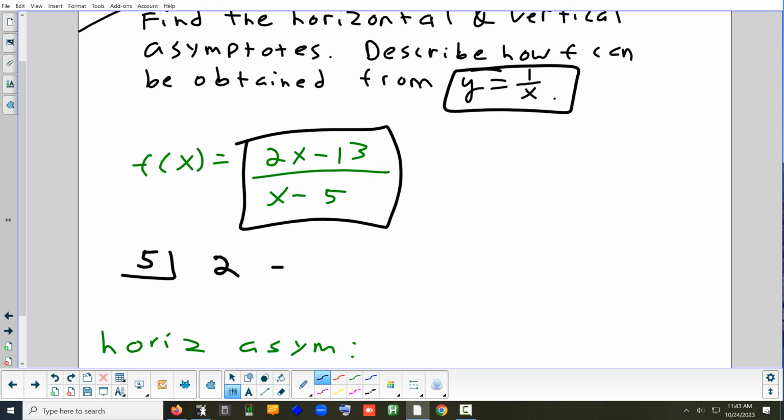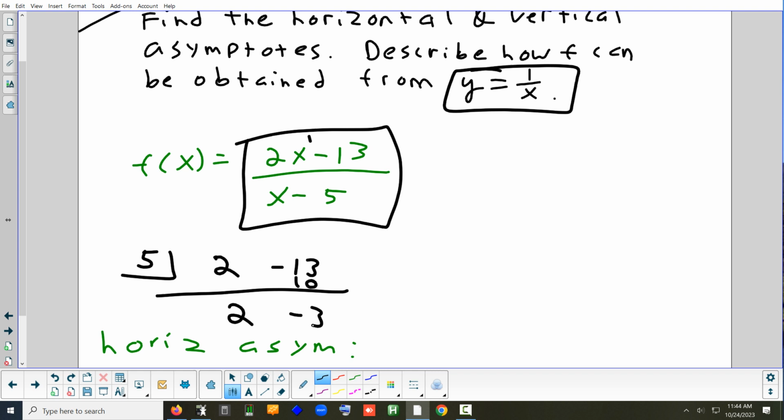-13 and -13. Here's your first degree term and your constant. There's no other term you're missing there. So what's the first thing we do? We drop down the 2. Multiply by 5, 10. And then we get -3. What's the -3? The remainder.